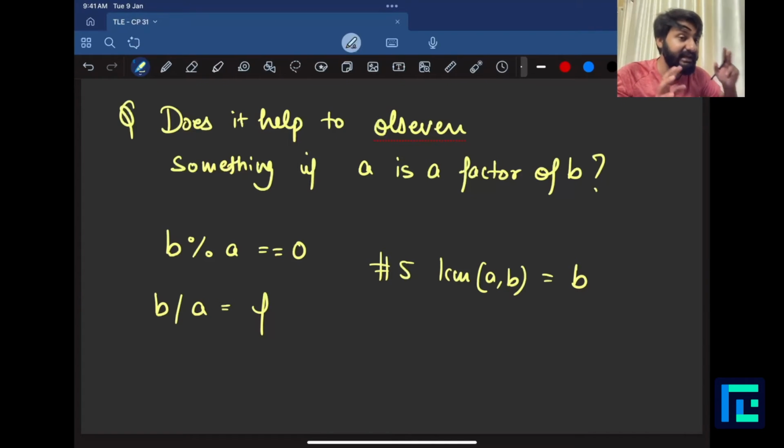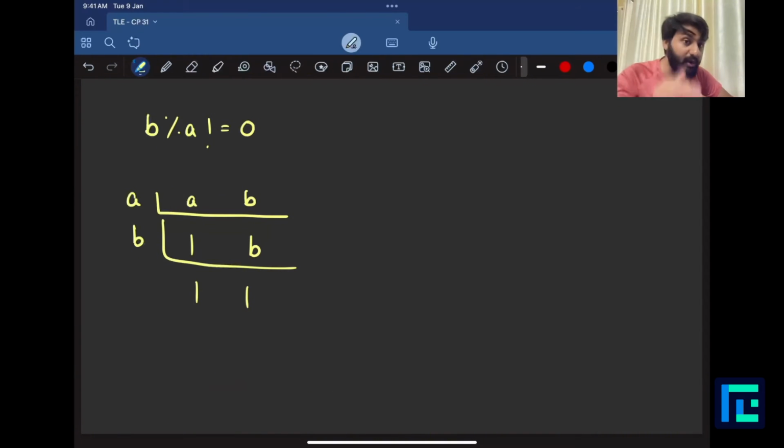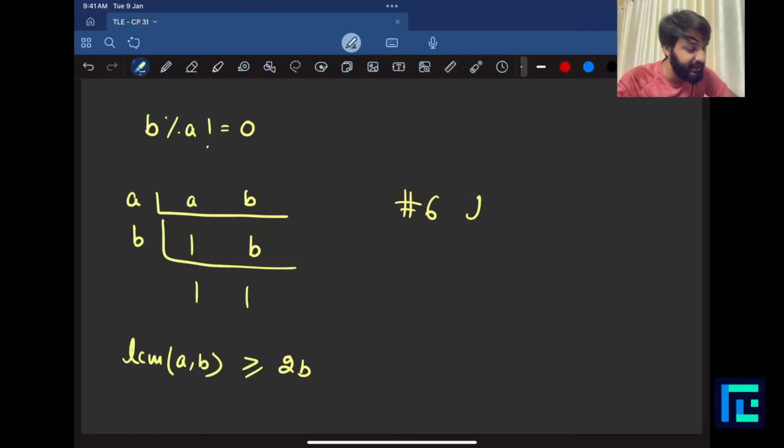I'm taking A is not a factor of B, so A needs to be just a larger number than 1, that is 2. In this case, you can say that if I'm talking about the very lowest scenario, then LCM of A and B has to be greater than or equal to 2B at least. This is when B mod A is not equal to 0. So this is idea number 6, that in this case, when A doesn't divide B, LCM of A comma B is greater than or equal to 2B. Now this story is done.